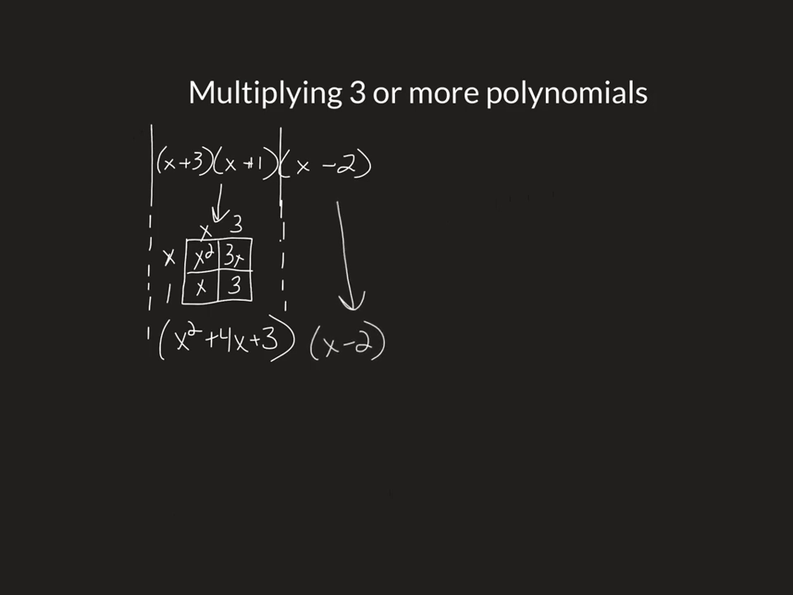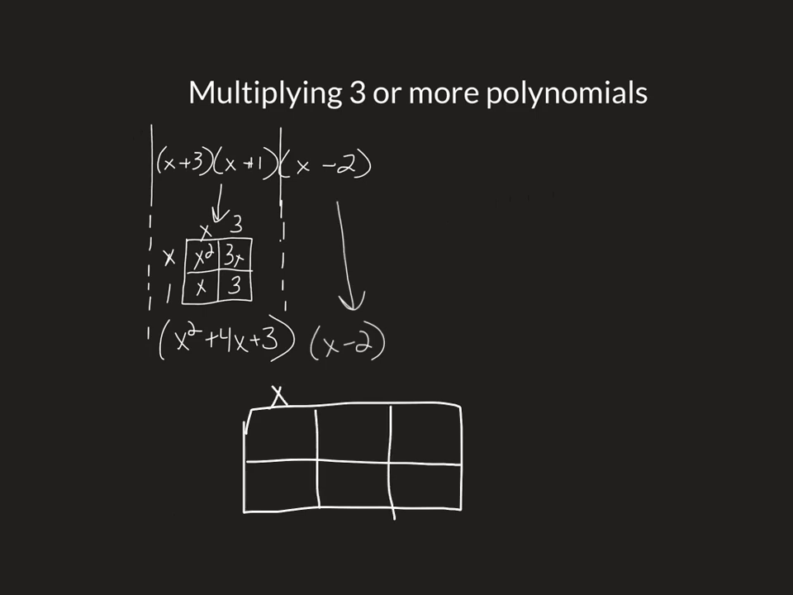Alright, and now I'm going to do my box for this multiplication. On the top here I have x squared, a 4x, and a 3, and over here I have an x minus 2. Then I would just go through and fill out my box by doing the multiplication. So x squared times x is x to the third. This is a 4x squared. This is a 3x. Here we have a negative 2x squared, and here we have a negative 8x, and here we have a negative 6.